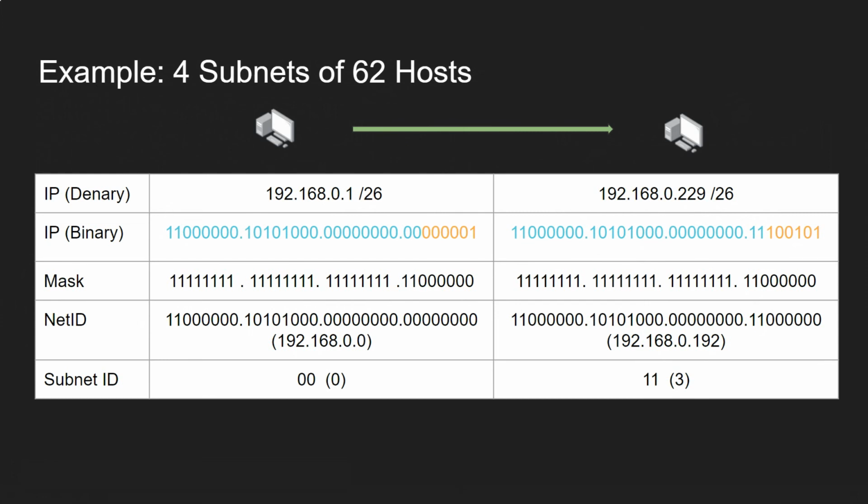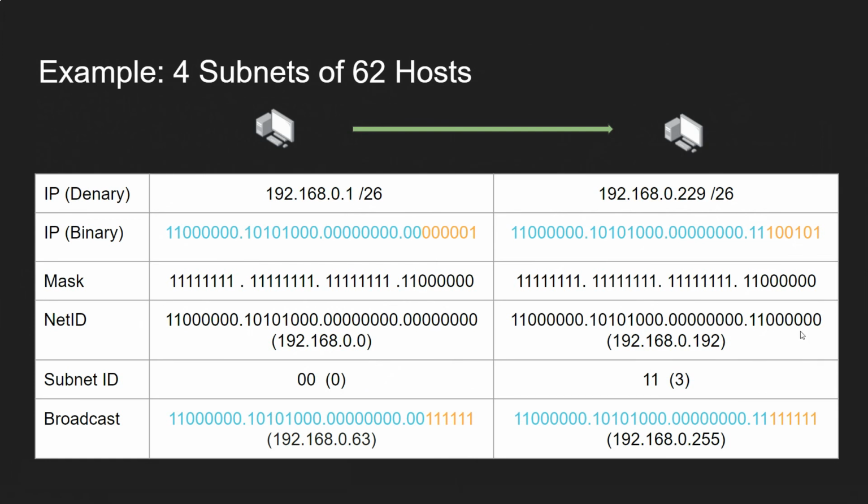In fact, the network IDs for the 4 subnets would be 192.168.0.0, 192.168.0.64, 192.168.0.128, and the final one there at 192. And you can see the subnet ID because we saw those before. This one has 11 as its subnet ID. You might be asked that in an exam as well: what's the subnet ID?